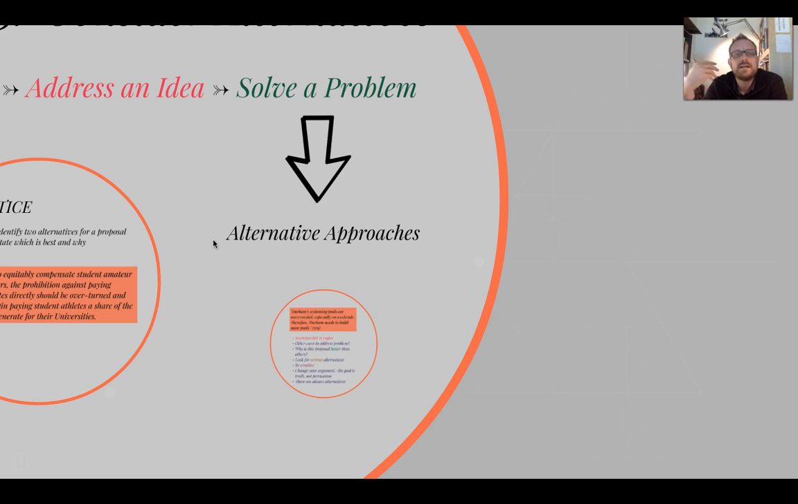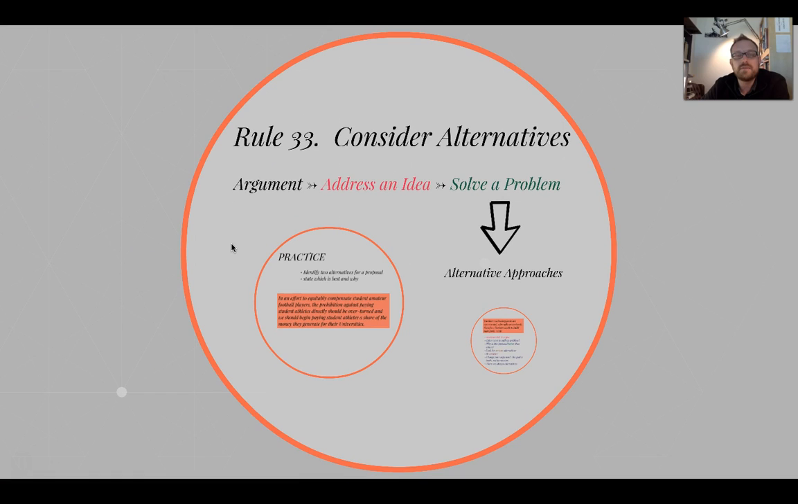And here we're talking about looking at alternative approaches to the problem that your thesis addresses, but you want to look at all different types of alternatives. You can see in many ways the question of Rule 32, where we talk about considering objections, is related to alternatives, because you may want to come up with alternative approaches because of potential objections. And you'll get a sense of this here, for instance.